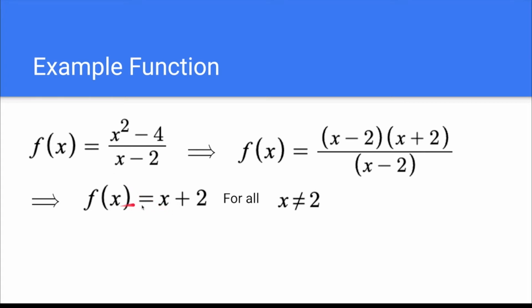But if we were to simply exclude the x not equal to 2 part, we'd get f(2) equals 4. So we'd get undefined here, but we'd get 4 here. So we have to make sure we include this part, because otherwise we'd be changing the function.